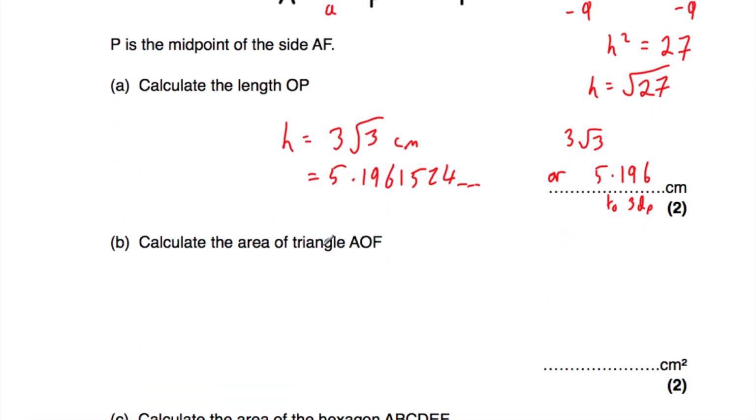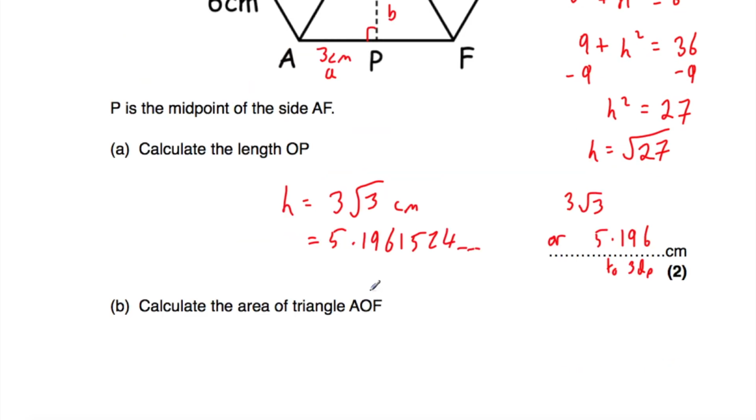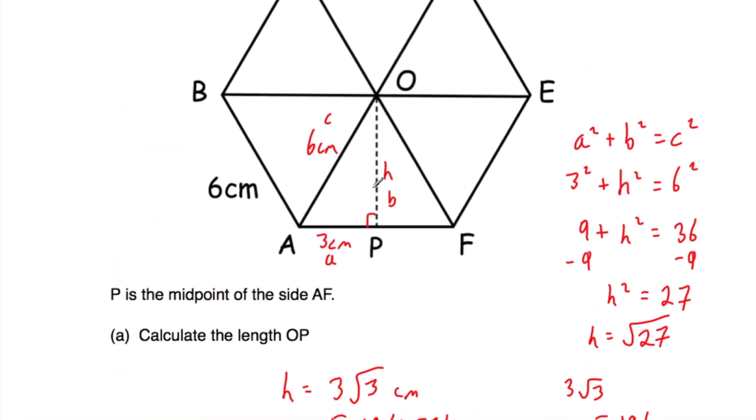So part B says calculate the area of triangle AOF. So let's find triangle AOF. So it's one of the equilateral triangles. We want to find the area of this triangle, AOF. So to find the area of a triangle, remember it's half the base times the height.